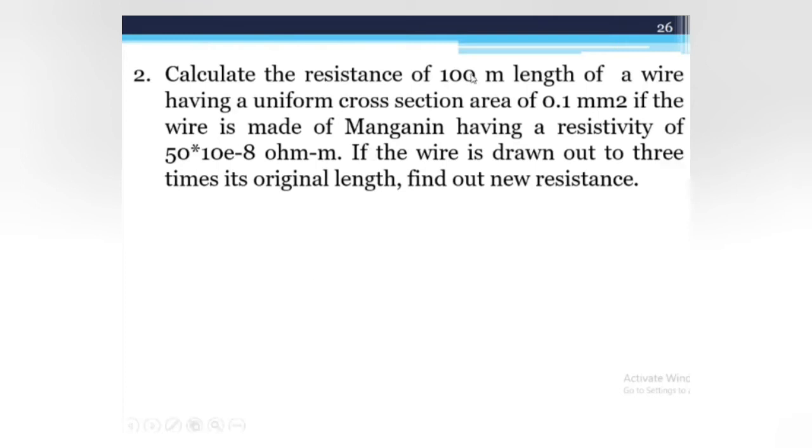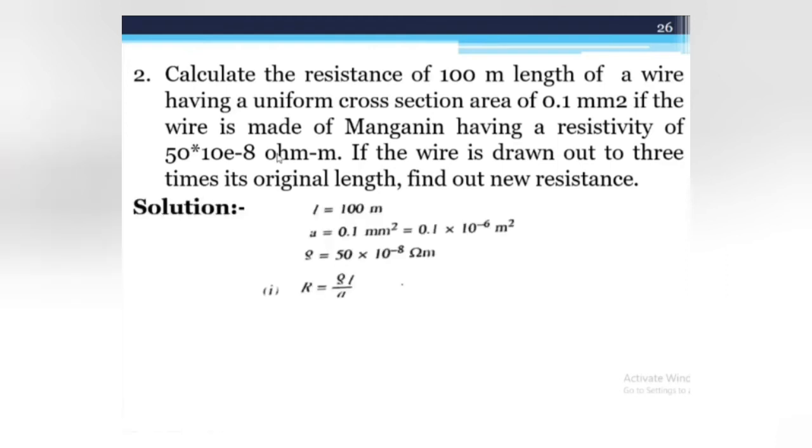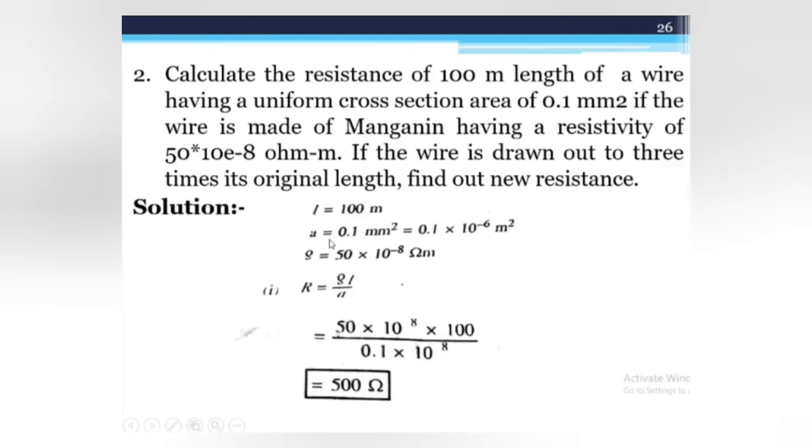So here the length is 100 meter. Area is 0.1 mm square. It is in mm square, so first of all convert it to meter because the length is in meter. Rho is 50 into 10 to the minus 8 ohm meter. So the new area, if we convert it into meter, is 0.1 into 10 to the minus 6 meter square. By putting the values of rho, L and A, you can get the value of R, which is 500 ohm.